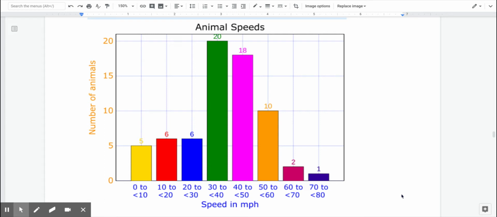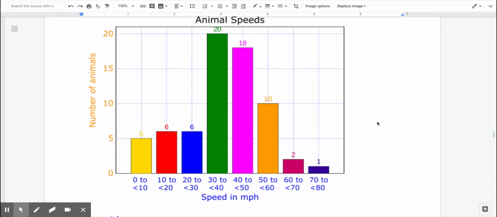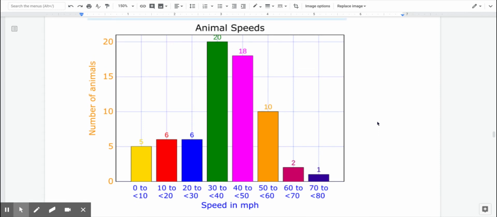using that data. Now I need to note here that this is not technically a histogram, because a histogram does not have space between the bars. I just was trying to get the formatting to look right. The program I was using, which can be accessed at mathsisfun.com, wouldn't line it up all the way I wanted without making the spaces between, without using their bar graph function.